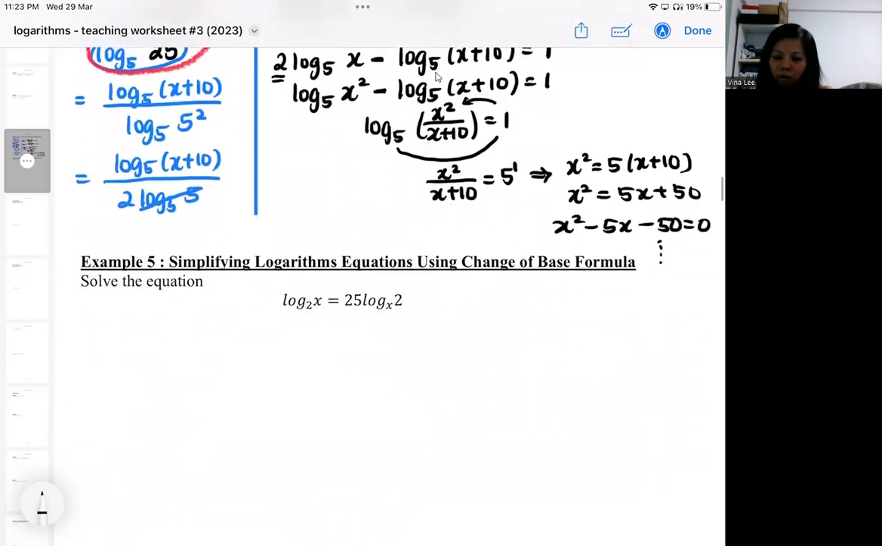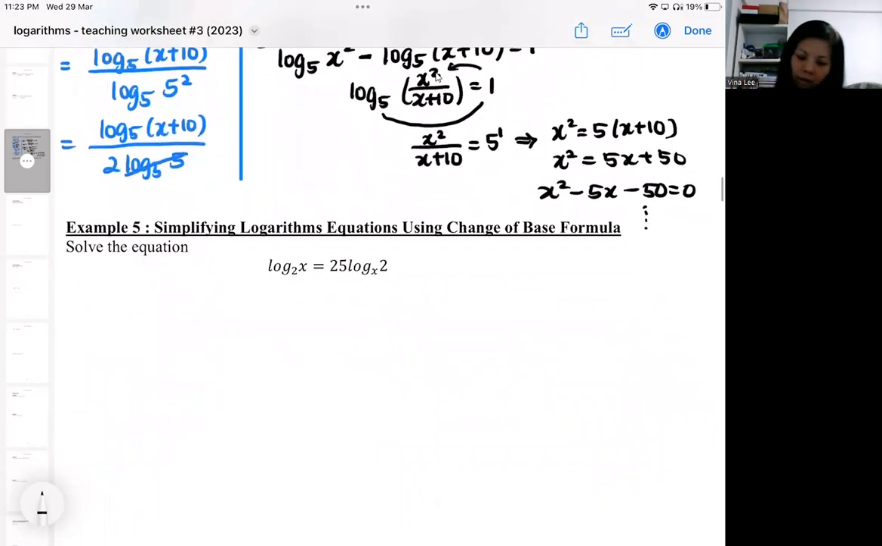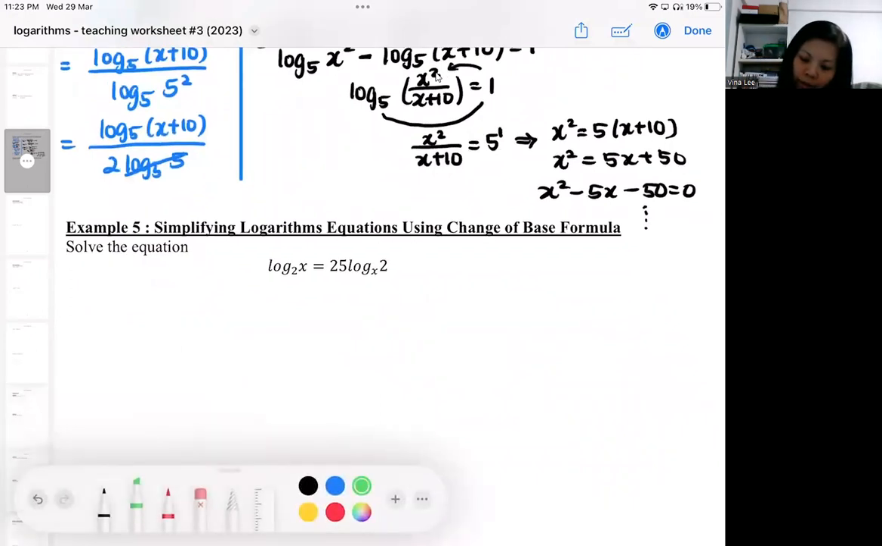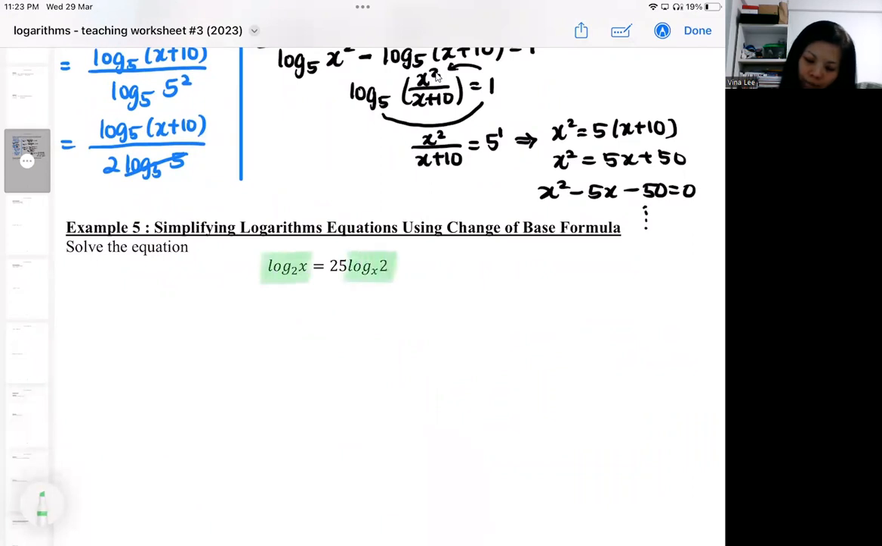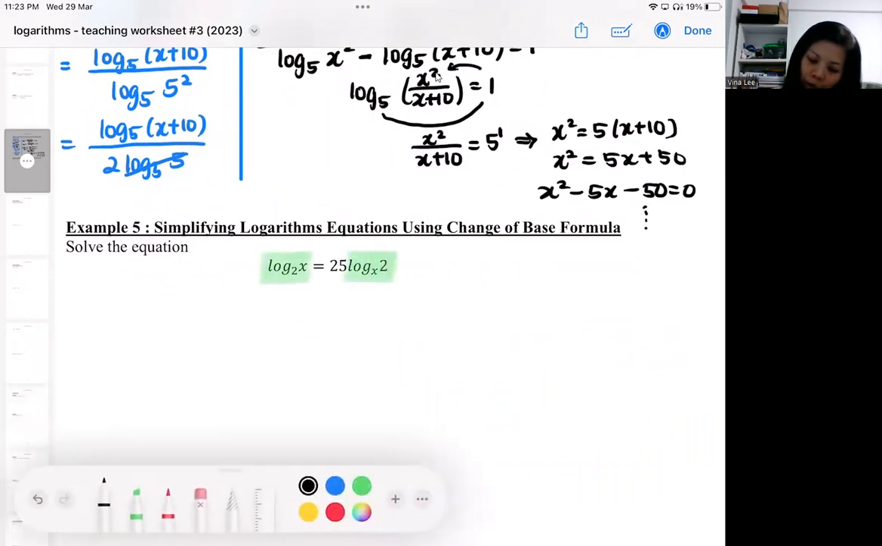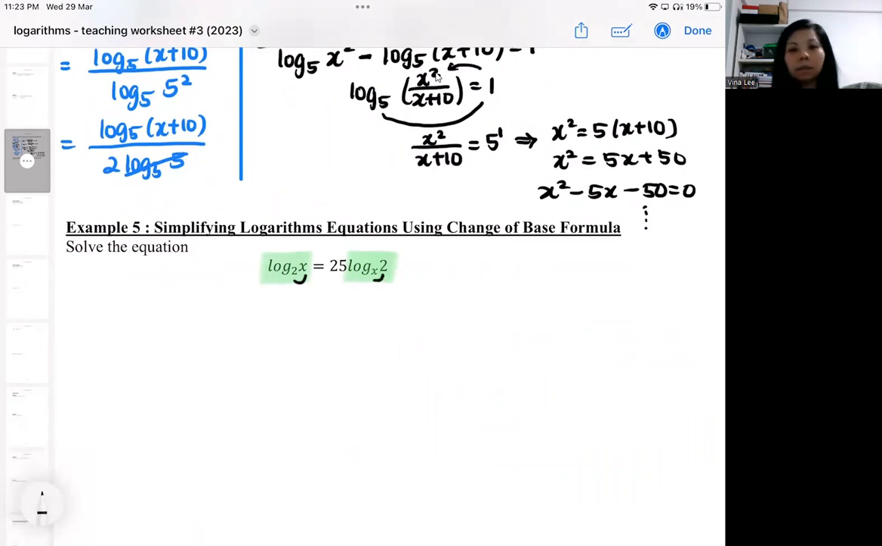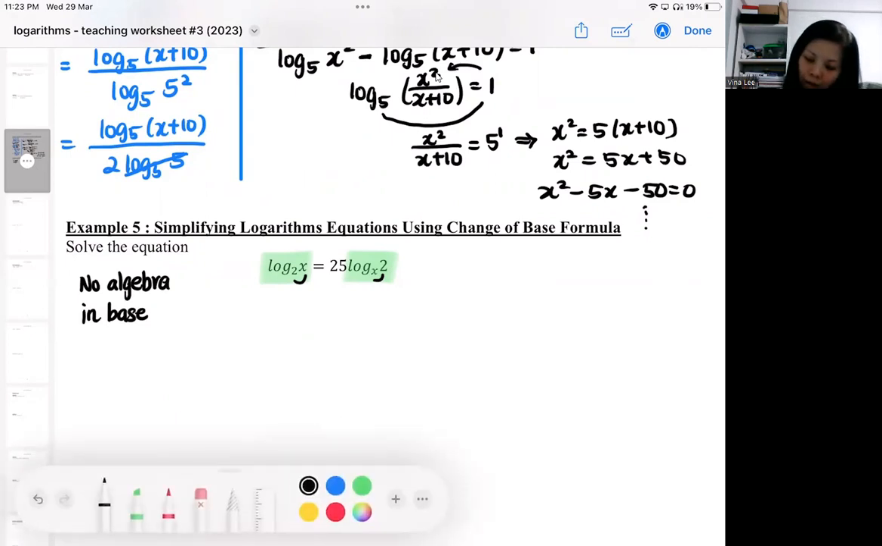Then in this other question, you realize that if you observe the two logarithms, the base positions are swapped. So which one will you change? Another guideline: we do not want algebra in the base. So we will target the logarithm with the algebra base.